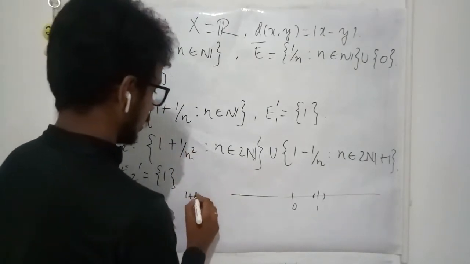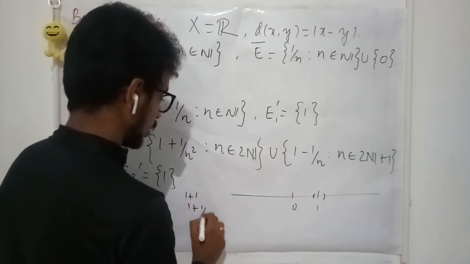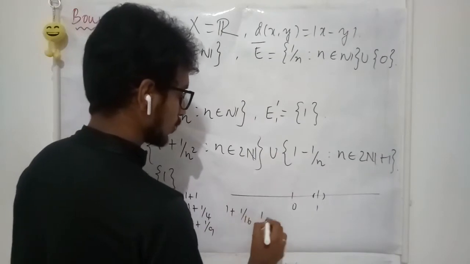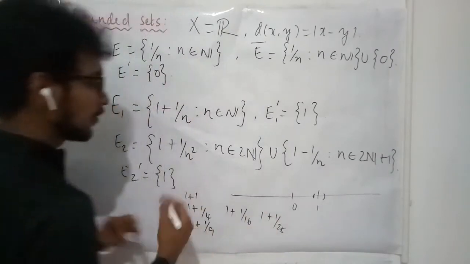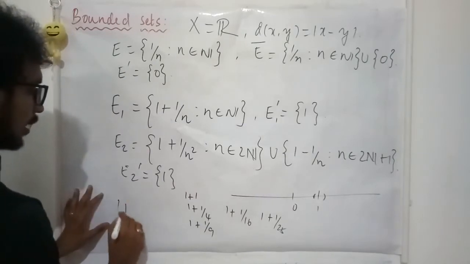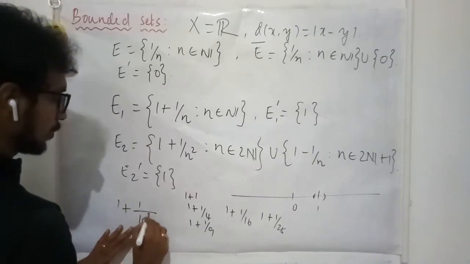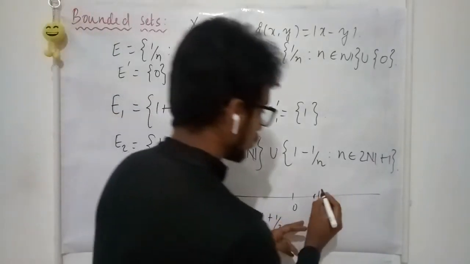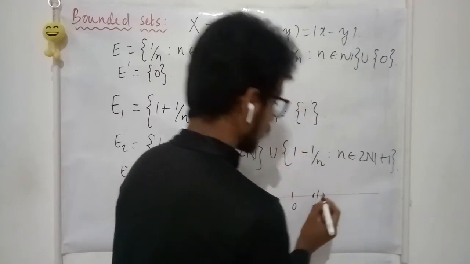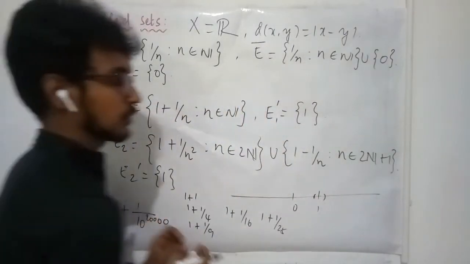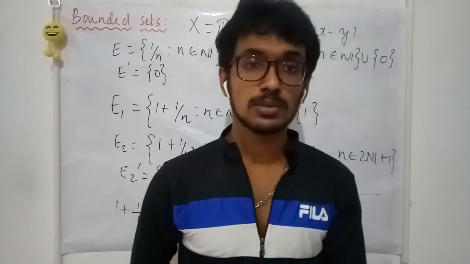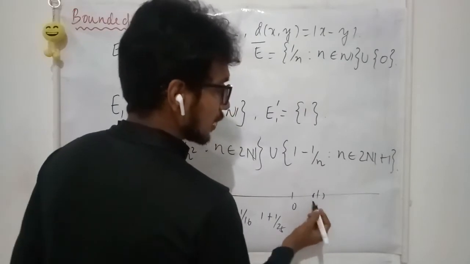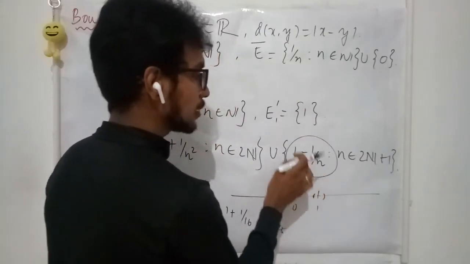It can be simply 1, or 1 plus 1 upon 4, 1 plus 1 upon 9, 1 plus 1 upon 16, 1 plus 1 upon 25. When the value is becoming larger and larger, I have 1 upon 10 power 20, 10 power 200. It can be anything of this sort. So after this one, there may be some point which is among this. Whatever may be the radius that I choose, I can always find some point of this sort after this point.